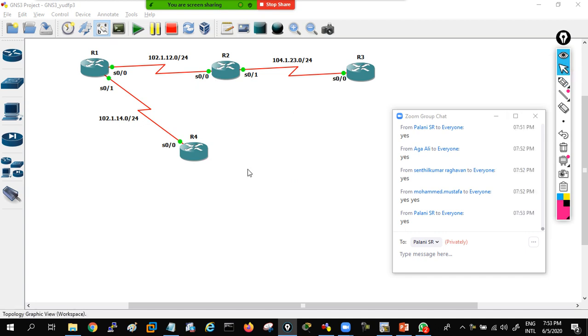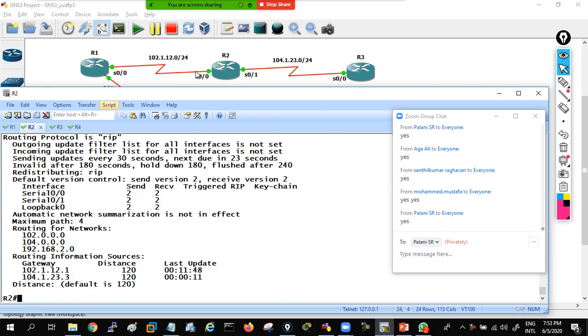Now let's go to router 2 and do that. On which interface do I need to configure authentication? Here or here, serial 0/0 or serial 0/1? Everybody, guys, serial 0/0. Between serial 0/1 of router 2 and router 3, there is no authentication.